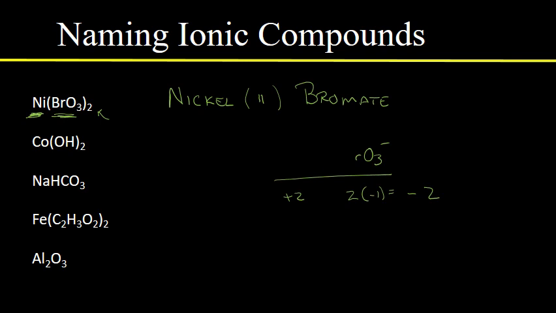All right. Now we've got a cobalt compound. All right. Cobalt, and our anion here is hydroxide.